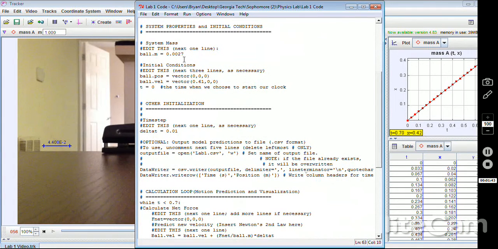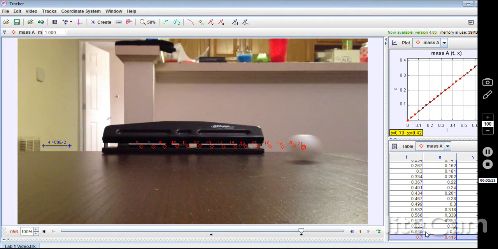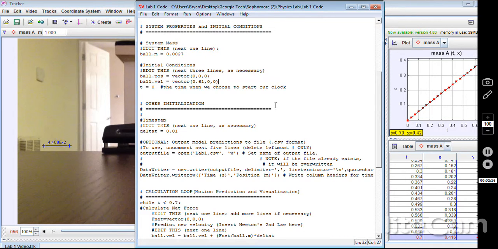I inserted the ball's mass, which is a standard 0.0027 kilograms, updated the ball's initial position vector, given the initial 0 value in the table in Tracker, and then updated the initial velocity, which would be a constant velocity because there's no external forces acting on the ball. I got this from using the difference in time frames from the Tracker data. I set the delta t to 0.01 seconds because my Tracker ran for 0.7 seconds, so at an increment of 0.01 seconds, I should get about 70 data points to compare to my Tracker data.